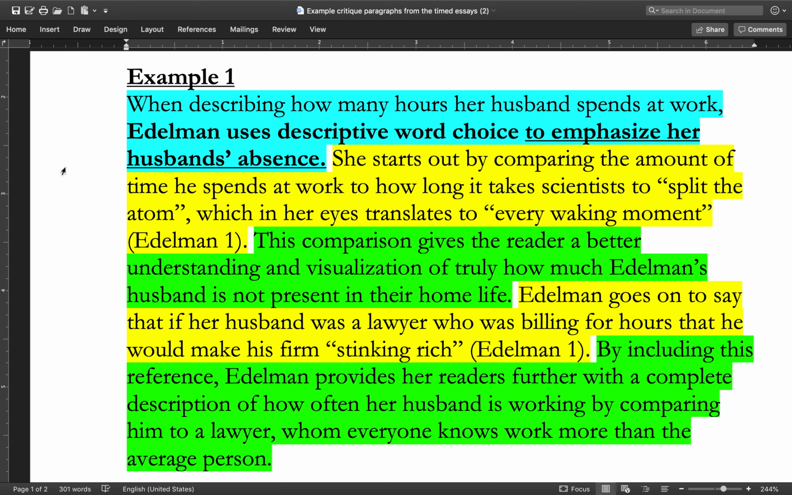If I were to give one piece of feedback, one suggestion for this paragraph, I would say that the explain sentences should refer to the specific quoted words more often. So in this explain, why use the phrase "split the atom"? Why does that phrase communicate that the husband was gone all the time?